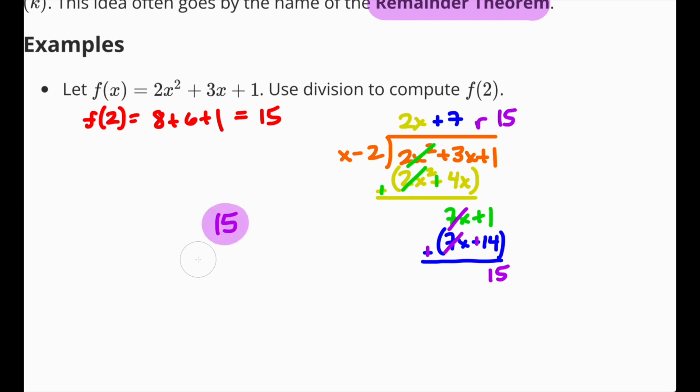Now, again, you could just figure it out by plugging in the 2, but it says specifically you have to use division. So if this was on a test, I would look specifically for whether division was used, or whether they just plugged it into the original equation. The main thing is doing that long division, because that's what it says to do.